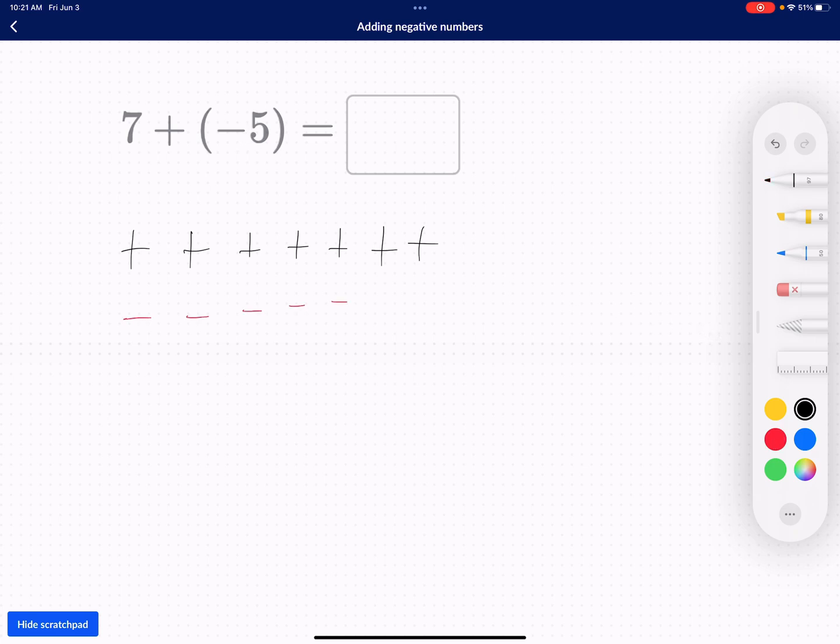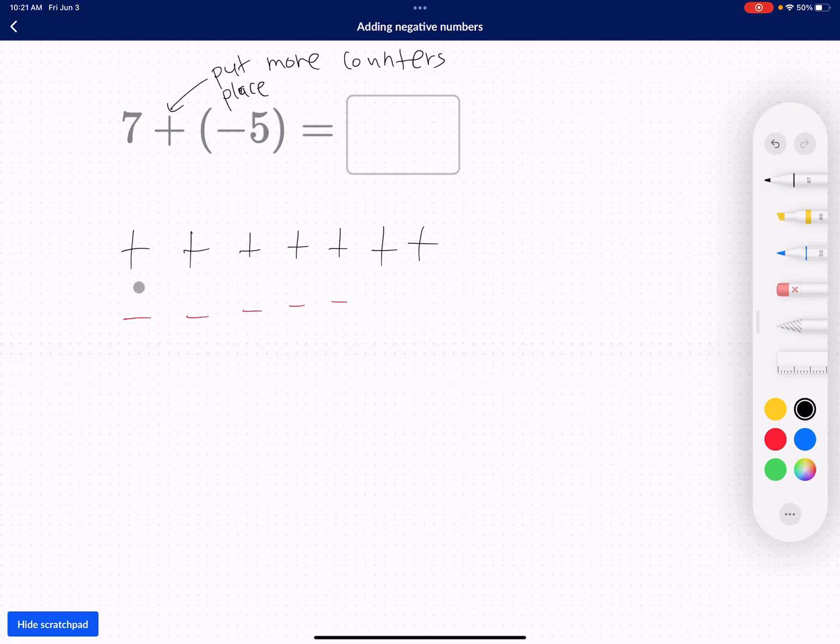One thing I want to indicate is that this adding sign means to put more counters, or you could say place more counters. So there are 7 positive counters, 1, 2, 3, 4, 5, 6, 7, and 5 negative counters, 1, 2, 3, 4, 5. Since this is a plus sign, I'm placing 5 negative counters here.